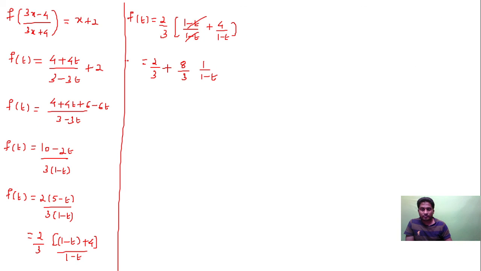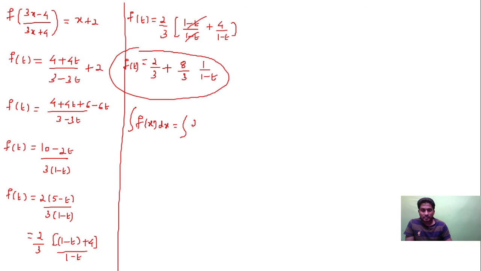So this is f of t. So integration of f of x dx is equal to integration of f of x, which will be equal to 2 by 3 plus 8 by 3, 1 upon 1 minus x, and then this is dx.